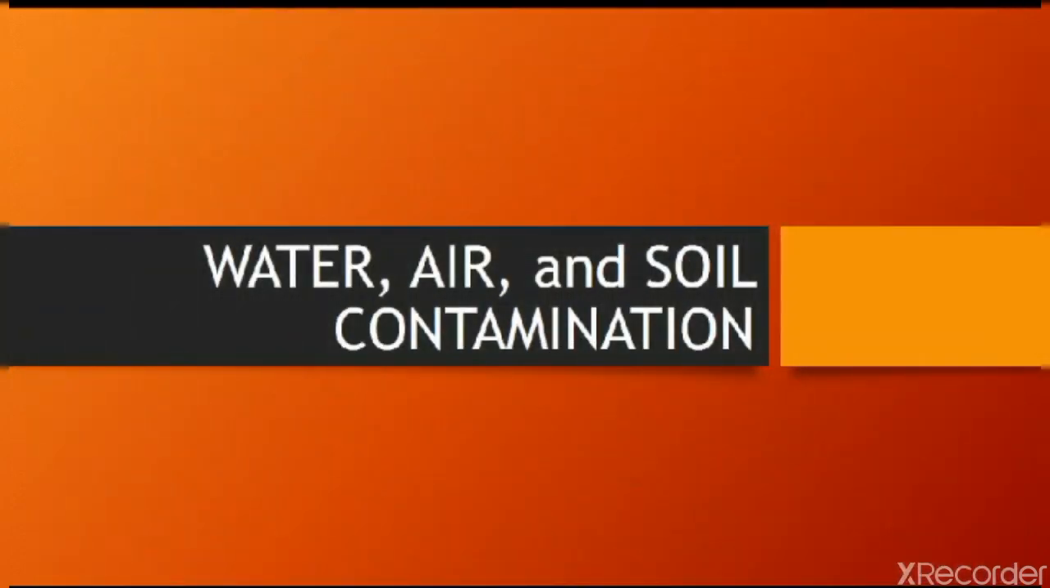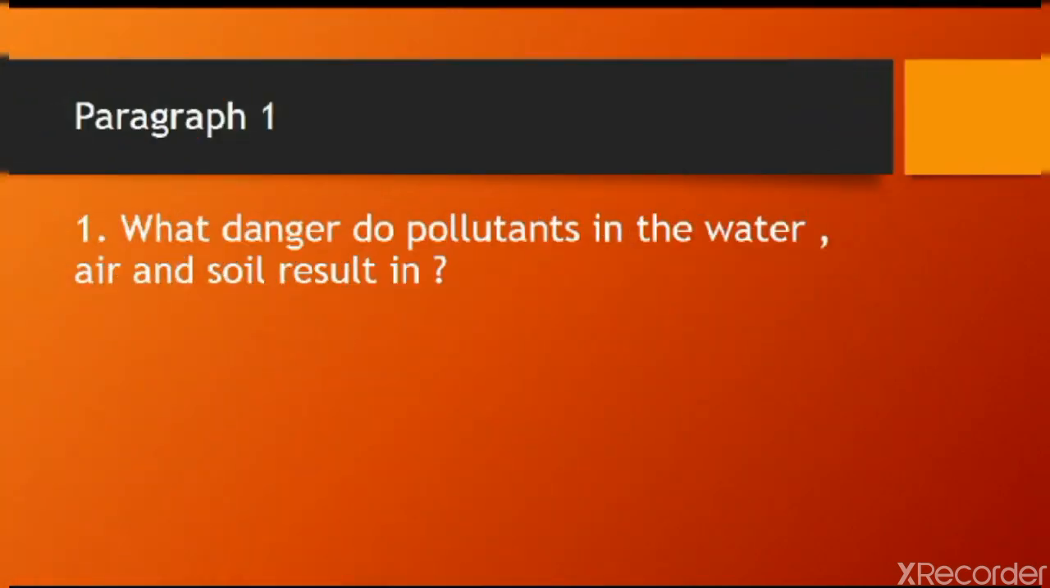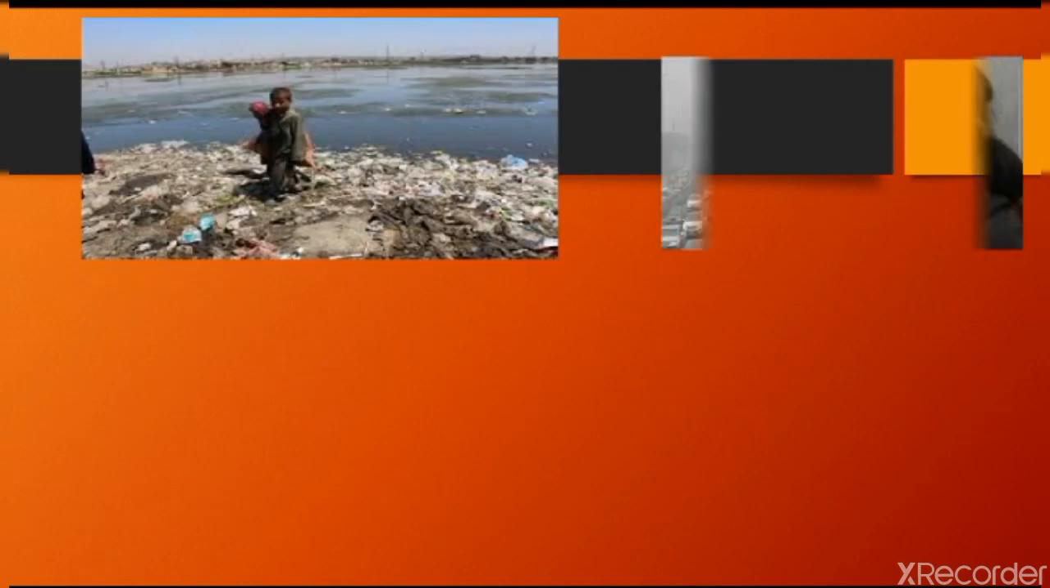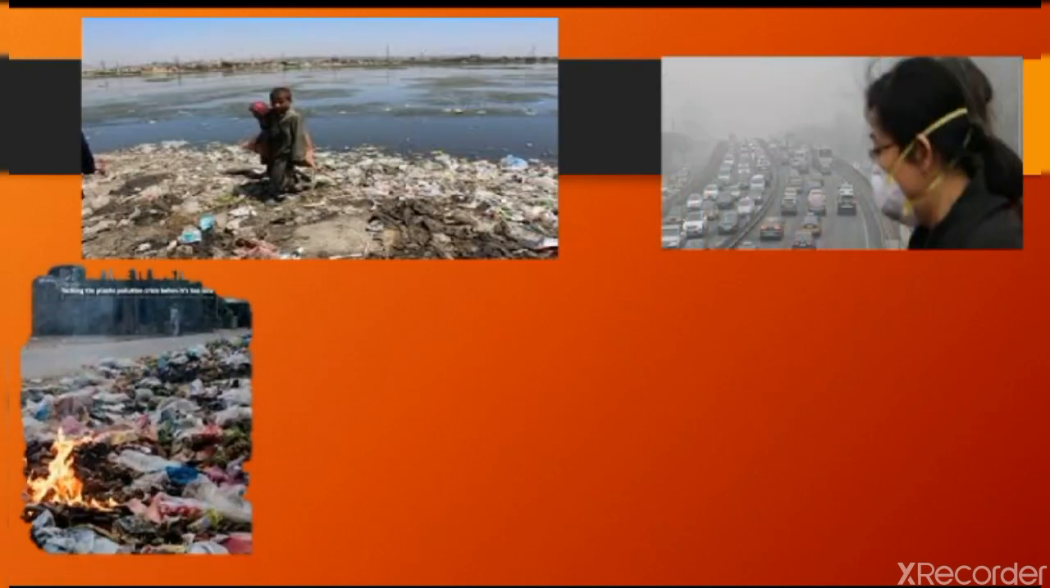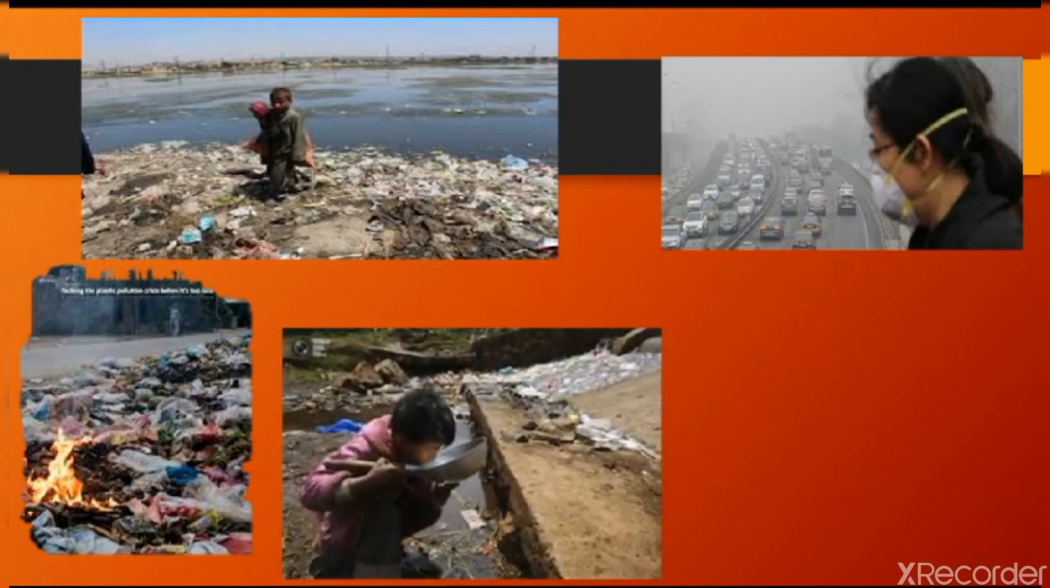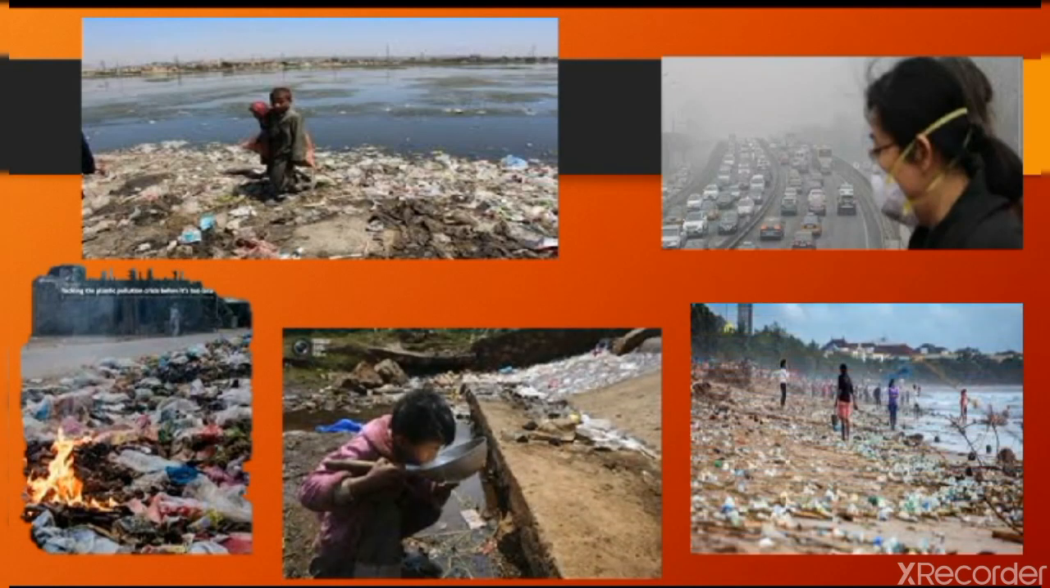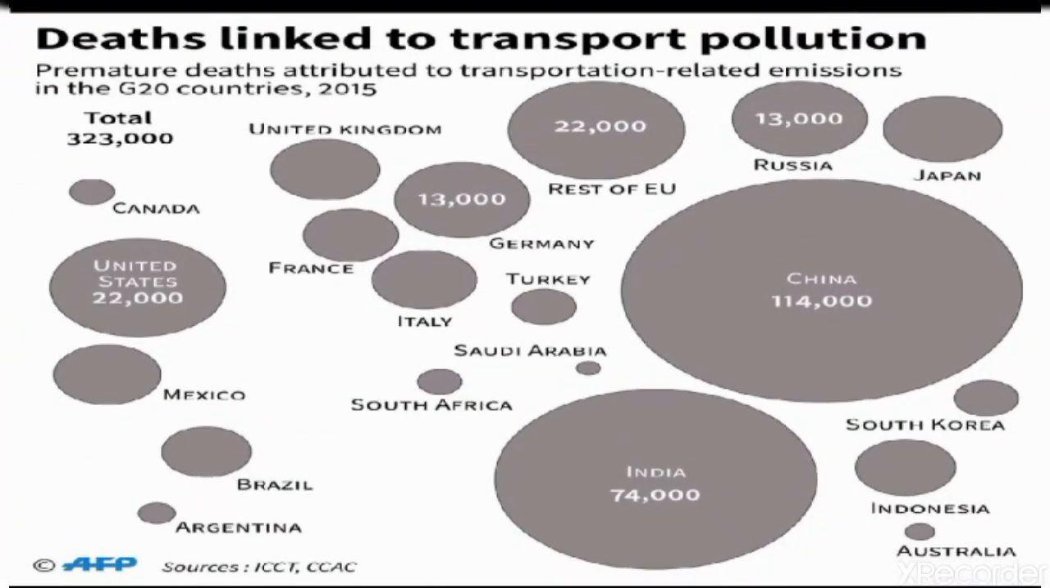Let's get started. Water, air and soil contamination. According to paragraph 1, what danger do pollutants in the water, air and soil result in? Pollution is an environmental concern for people throughout the world. One university study suggests that pollutants in the water, air and soil cause up to 40% of the premature deaths in the world's population. The majority of these deaths occur in developing countries.